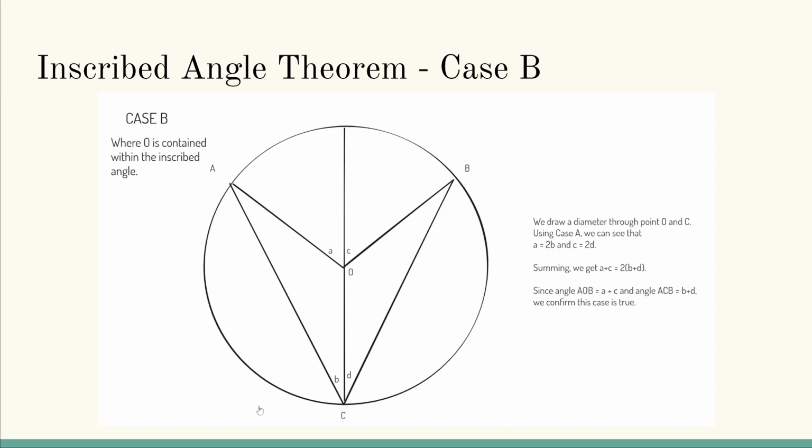And then by summing these two, in order to get angles AOB and ACB, according to our theorem, we get that angle AOB equals 2 of angle ACB. And then we confirm that case B is true for the inscribed angle theorem.